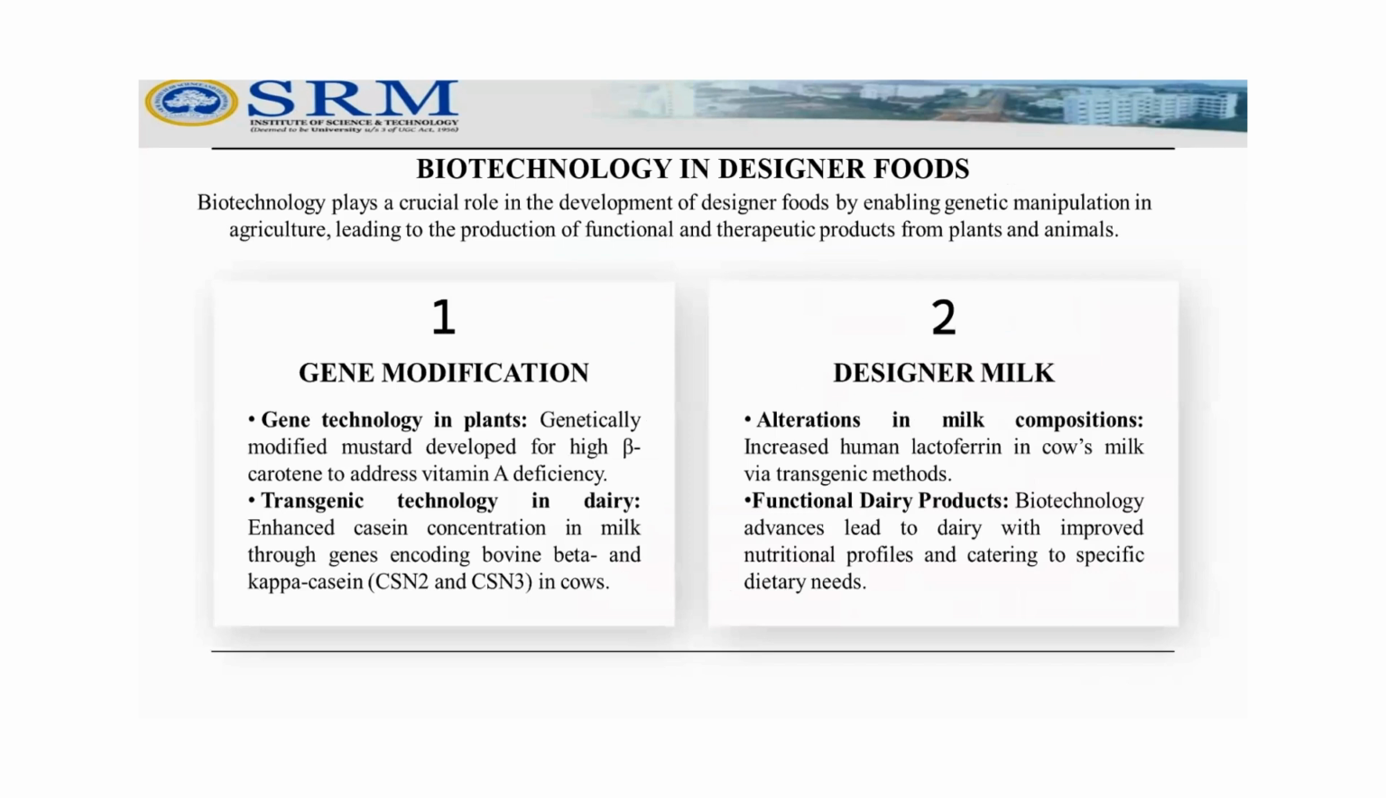What is the role of biotechnology in designer food? Biotechnology plays a crucial role in the development of designer food by enabling genetic manipulation in agriculture, leading to the production of functional and therapeutic products from plants and animals. It could be achieved by gene modification. Gene technology in plants, genetically modified mustard developed for high beta carotene to address vitamin A deficiency, is one of the examples. Also, the transgenic technology in dairy, which enhances the casein concentration in milk through gene encoding bovine beta and kappa casein in cows. This is gene modification in the animal and the plant itself.